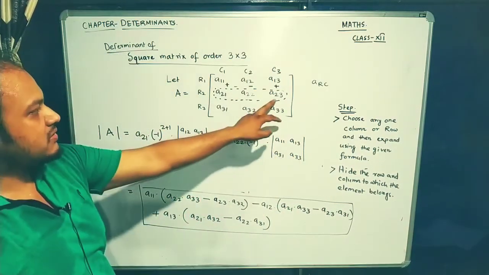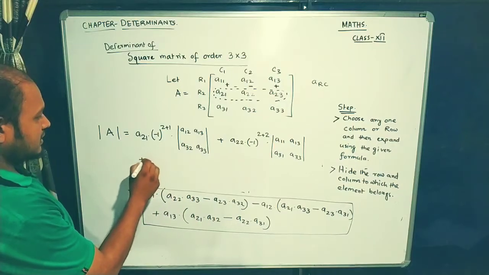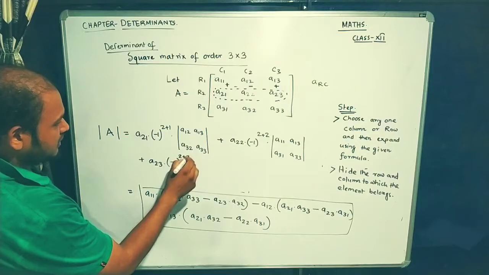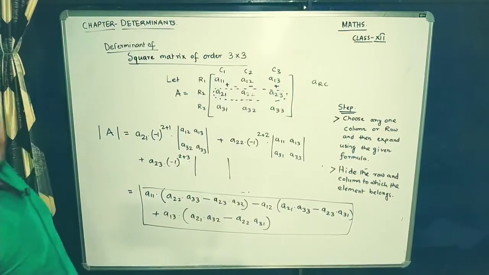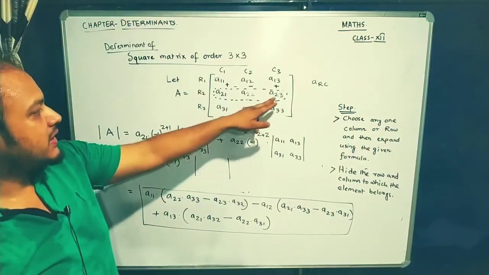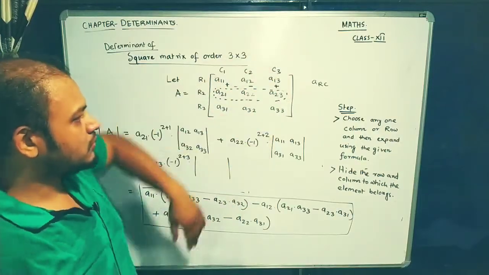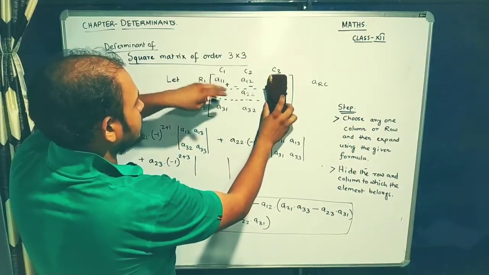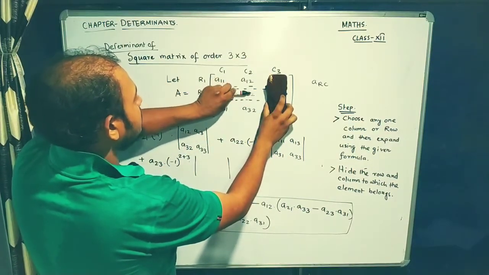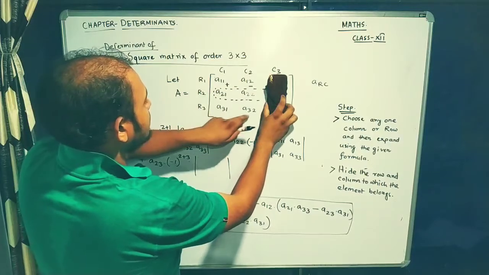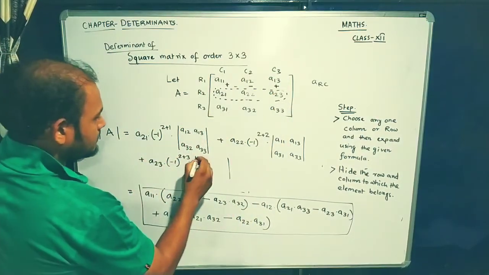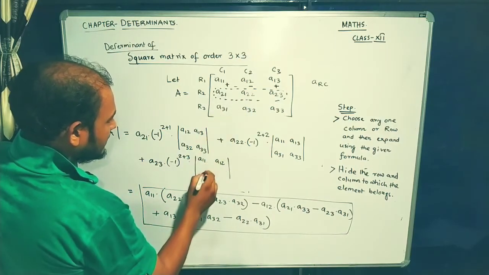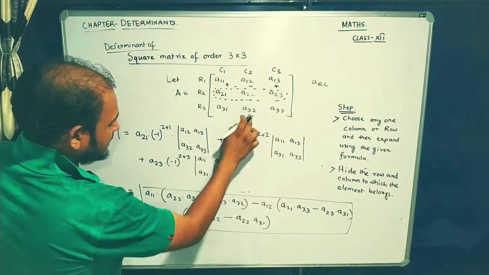Okay, the next element is A23. So plus A23, again minus 1 to the power 2 plus 3, then determinant. Hide the appropriate row and column. A23 belongs to the second row, third column. So let us hide the third column and also hide the second row. What do you see now? Do you see these 4 elements? So place them here. A12, A31, A32.